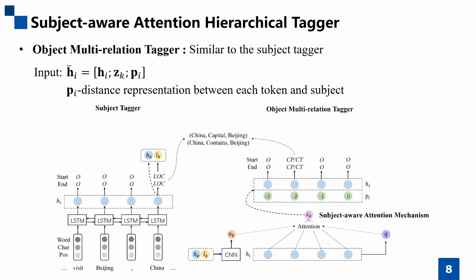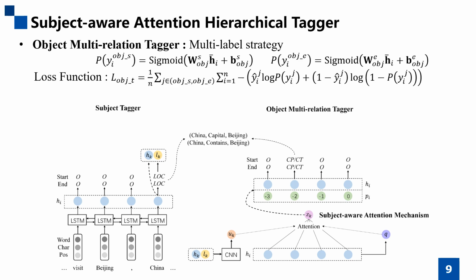Similar to the subject tagger, the object multi-relation tagger also uses two linear layers to predict the relation type at the start and end positions of objects. The difference is its input fully incorporates the subject information. We not only add the sentence representation, but also add the distance representation between each token and subject.